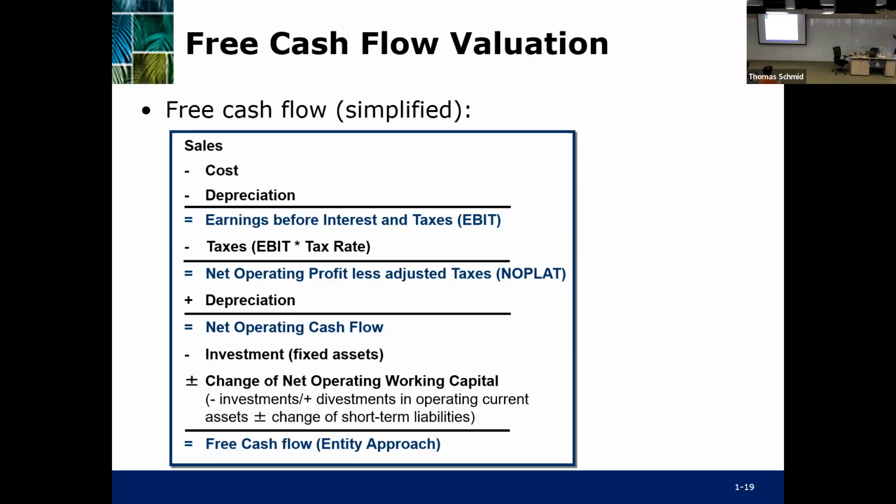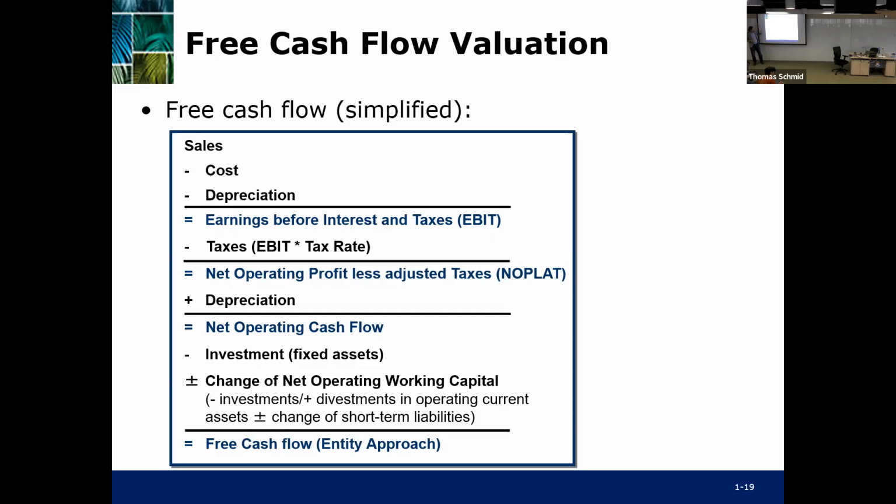We are still deducting depreciation here for the simple reason that the depreciation changes the tax basis. Sales minus cost minus depreciation are earnings before interest and taxes. And then taxes are calculated based on earnings before interest and taxes. So our taxes are earnings before interest and taxes times the tax rate. And this then gives us the net operating profit less adjusted taxes.